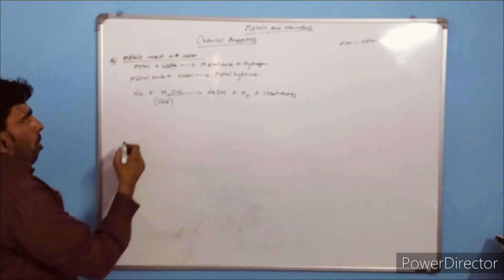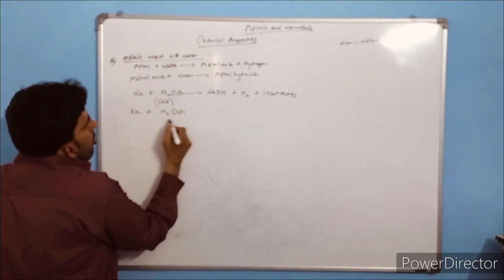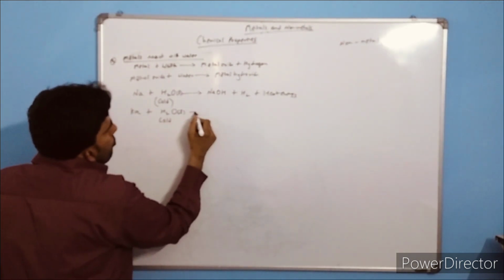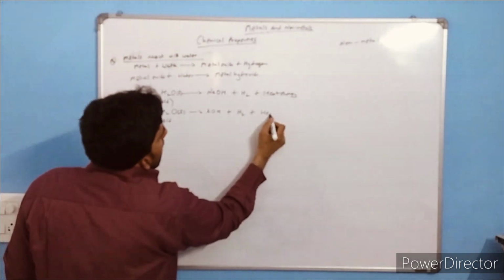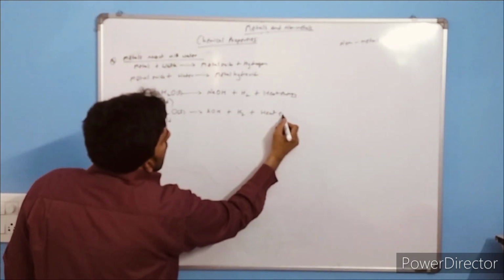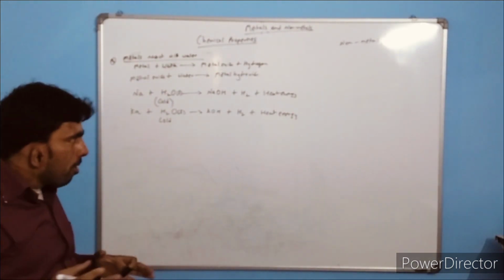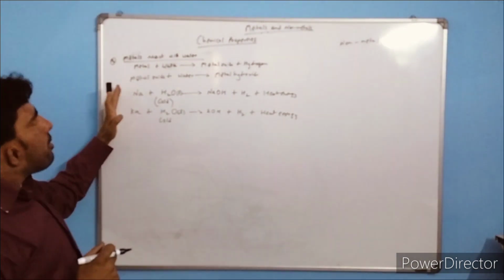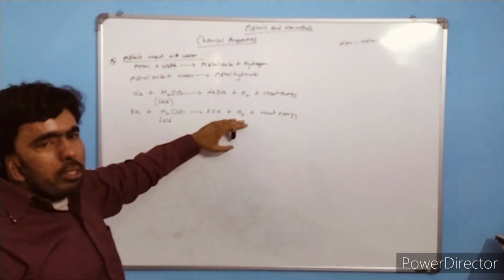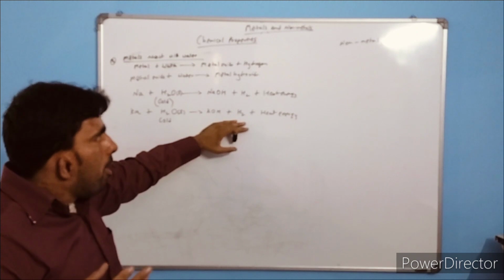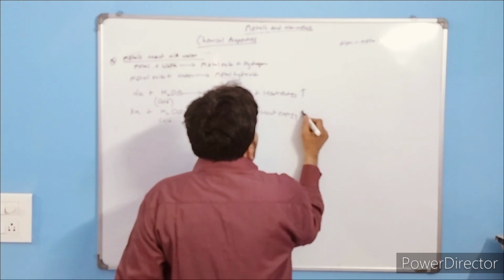Why? Because they both react with cold water. We can say this is a violent reaction. Because as soon as hydrogen gas is formed, it catches fire. They react with cold water so violently that as soon as hydrogen gas is formed, it catches fire and heat energy is released. That is why we say these are exothermic reactions.